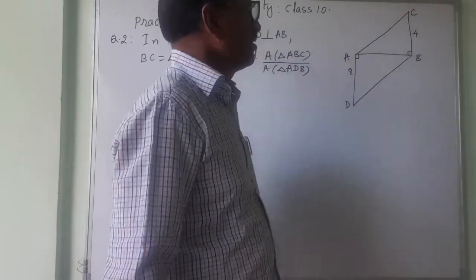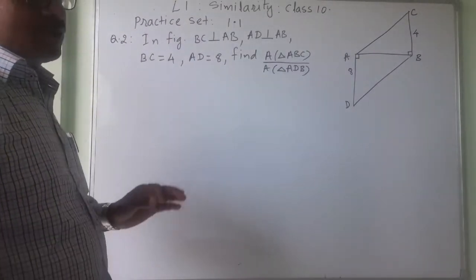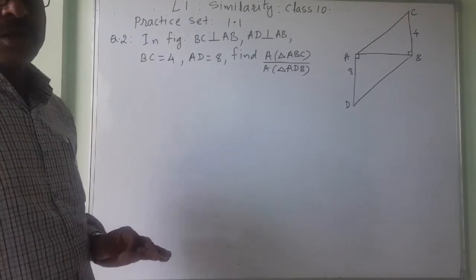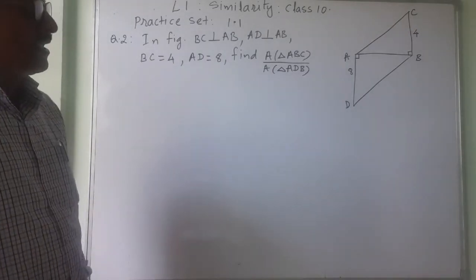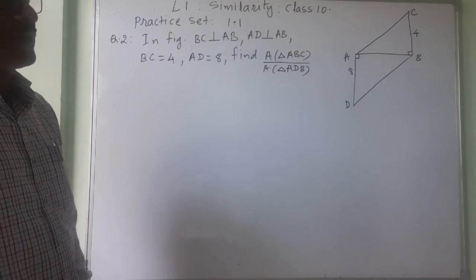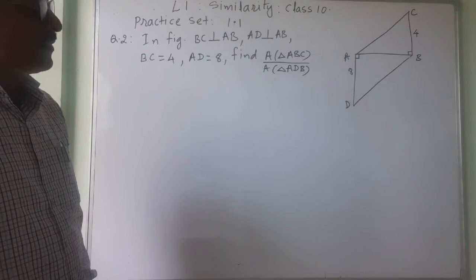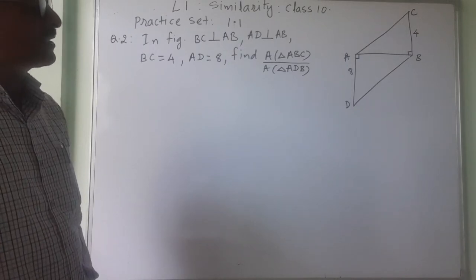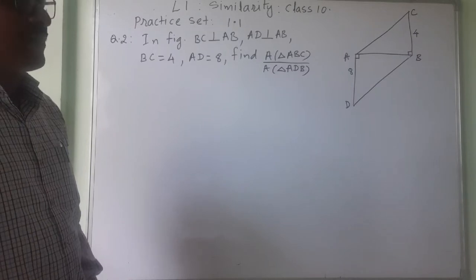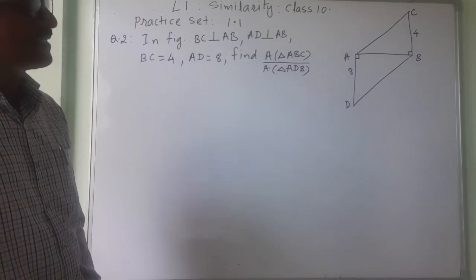This triangle. So now we have seen two theorems. The ratio of the areas of two triangles having the same base is equal to the ratio of their corresponding heights. One another theorem: the ratio of the areas of two triangles having the same heights is equal to the ratio of their corresponding bases.